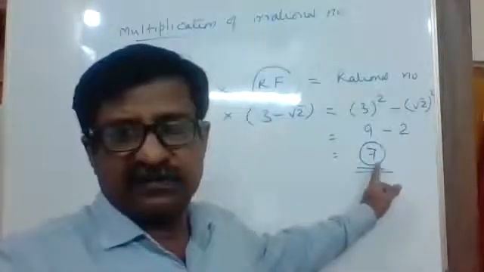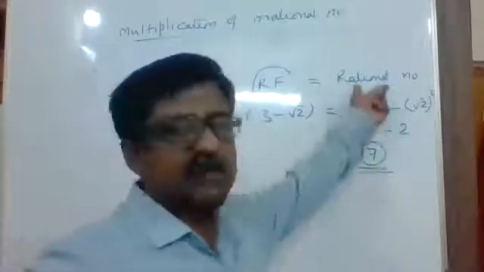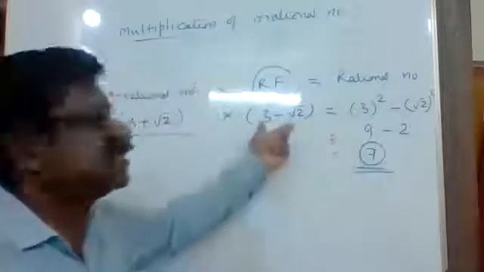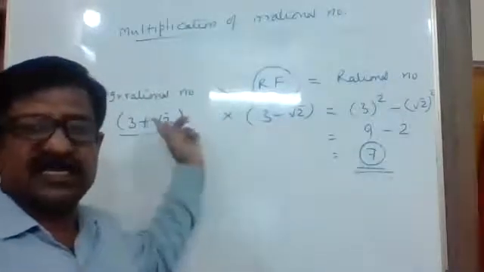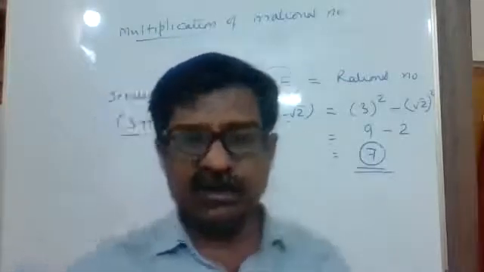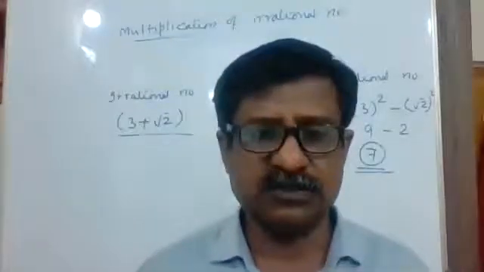It is 7, which is not having the root sign. That means we got it as a rational number. When we multiplied this with 3 minus root 2, therefore, the rationalizing factor of 3 plus root 2 is 3 minus root 2. If you got 3 plus root 2, the rationalizing factor has to be taken as 3 minus root 2.